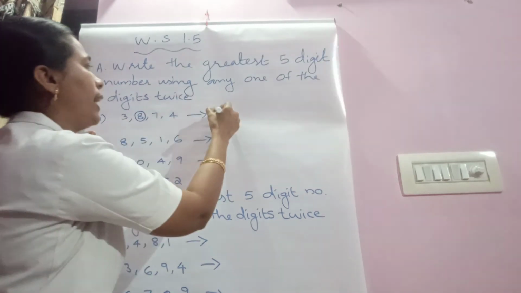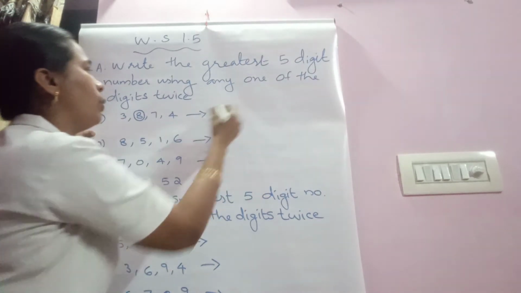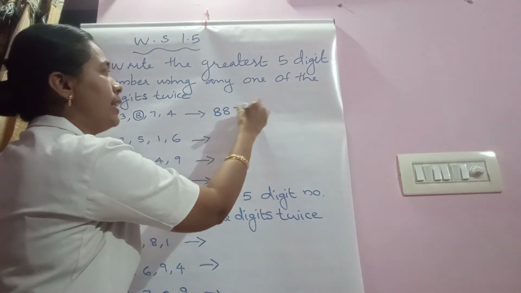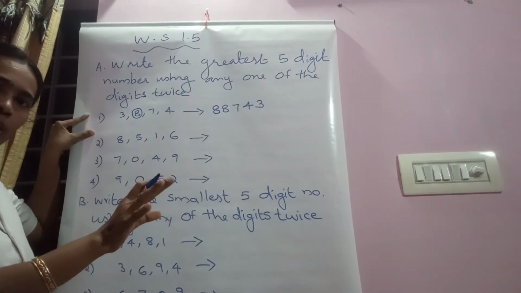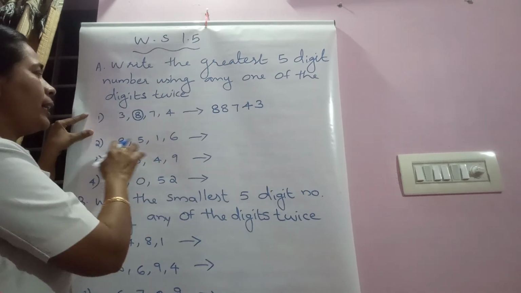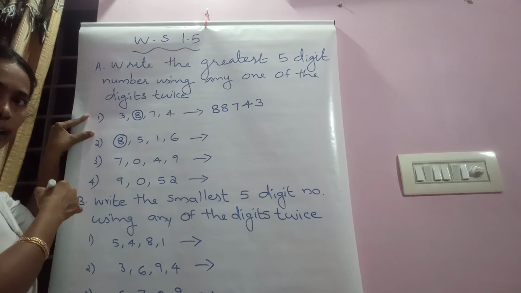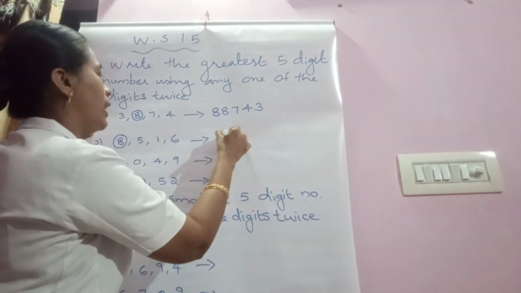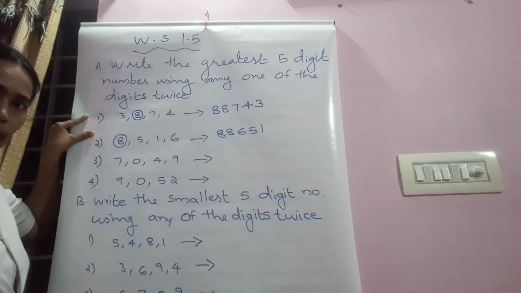So, you write the greatest number in descending order. First you have to write 2 times 8. Then next number is 7. Next digit is 4. Last digit is 3 and it is finished. Similarly, here among the 4 digits, the greatest digit is 8. So, how many times do we repeat 8? 2 times. Then only we will get a 5-digit number.